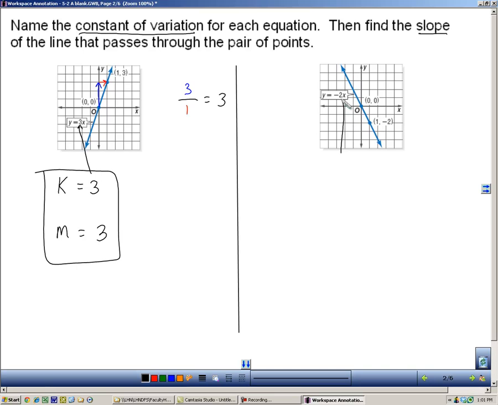In this one, we have our direct variation, y equals kx. So we see that the k is right there, equals -2. We could try to calculate using rise over run or the formula what the slope is, but we know that slope and k are the same thing, so my slope is -2.